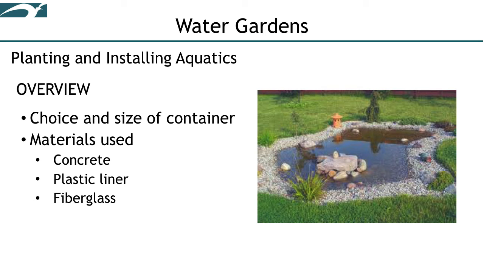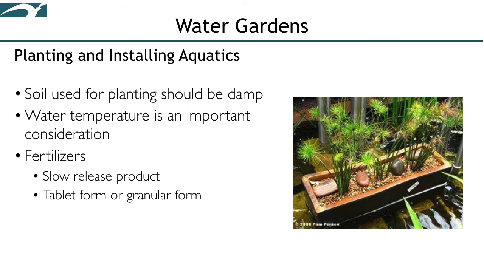Planting and installing your aquatic water gardens. Choices and size of your container should be based on your landscape space. Materials that can be used are concrete, plastic liner, or fiberglass. Planting and installing aquatics. Soil used for planting should be damp. Water temperature is an important factor. Fertilizers should be slow-release products, in tablet form or granular form.